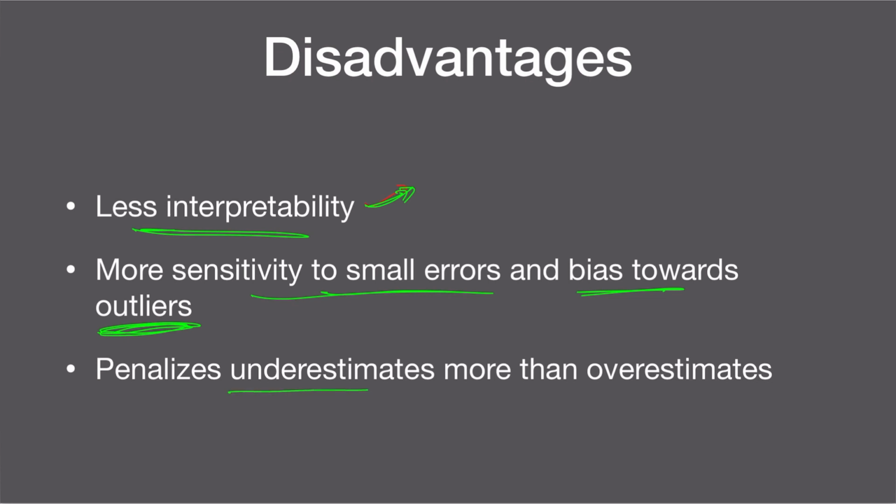So what is this underestimate and overestimate? Underestimate is when your predicted value is less than your actual value. Overestimate is when your predicted value is greater than your actual value. So let's say your predicted value is less than actual value, that is underestimate. And overestimate is if your predicted value is greater than your actual value. So we are saying that when you get this kind of difference, you are penalizing more when your prediction is less than actual, and you are penalizing less when your prediction is greater than actual. Let us see that.